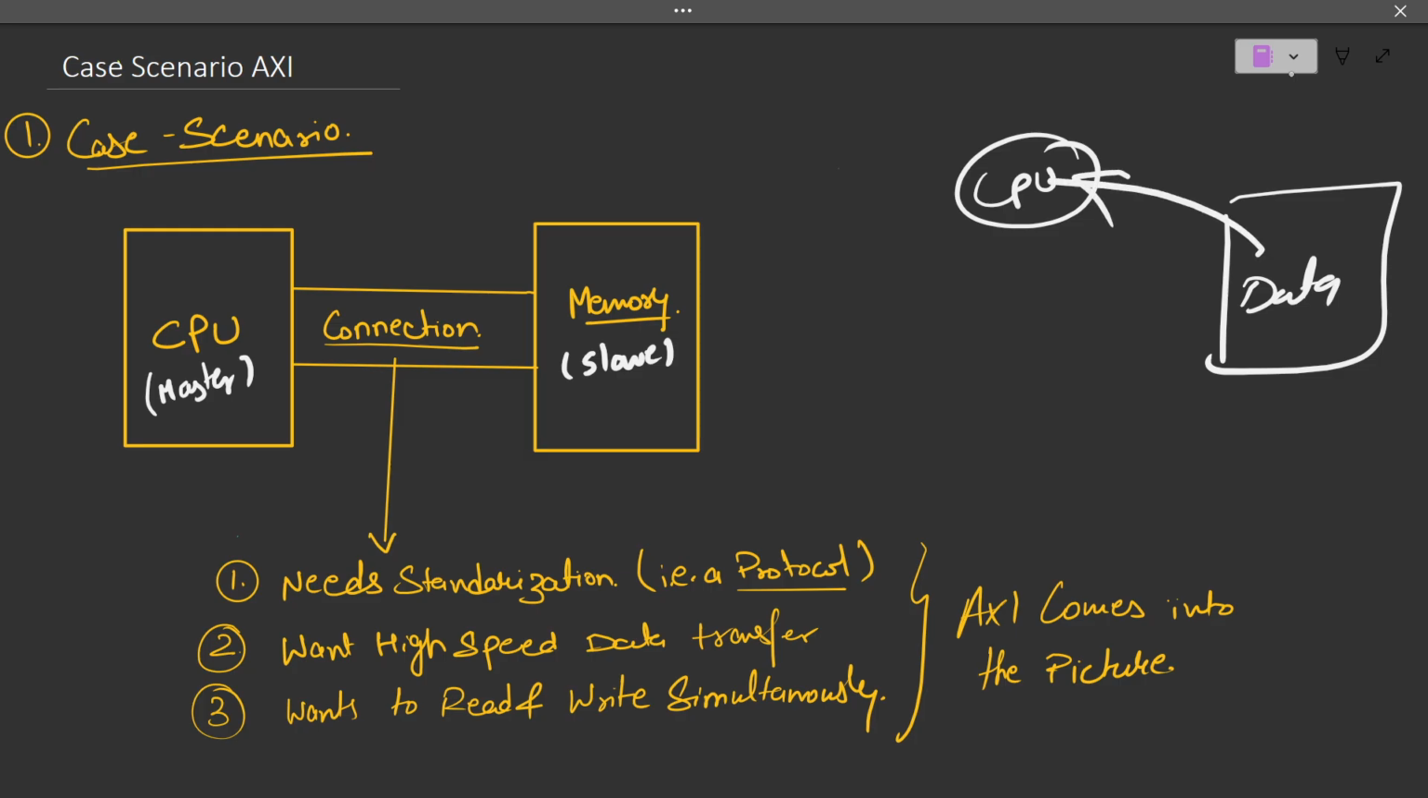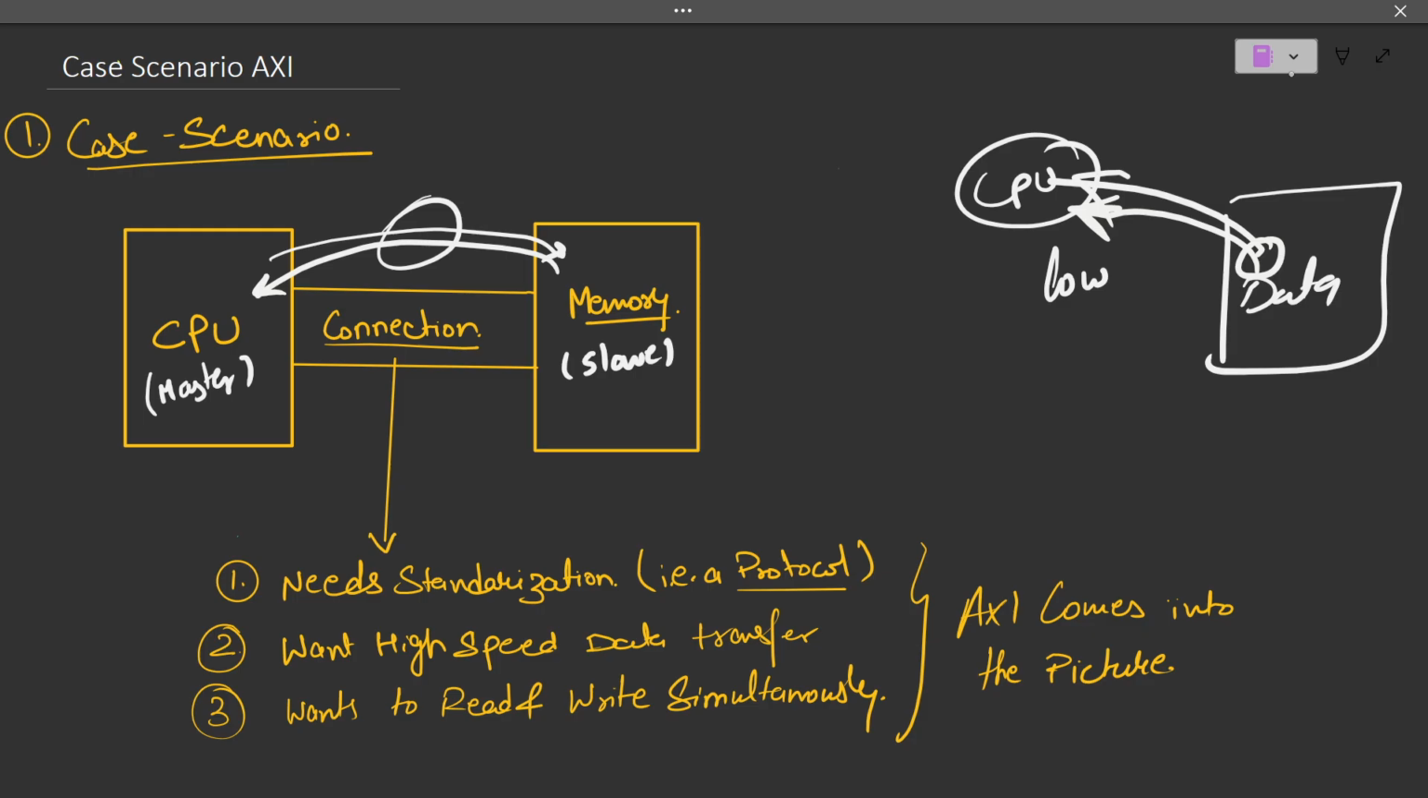Whatever the data is here, it is a huge amount of data. So this should be a high speed data transfer so that I can access my data continuously without worrying about the speed, and it should be of low latency, so that when the CPU is trying to pick up the data, it reaches in a lesser amount of time. Third, my CPU wants to write to the memory and read from the memory. At the same time, I want both operations simultaneously.